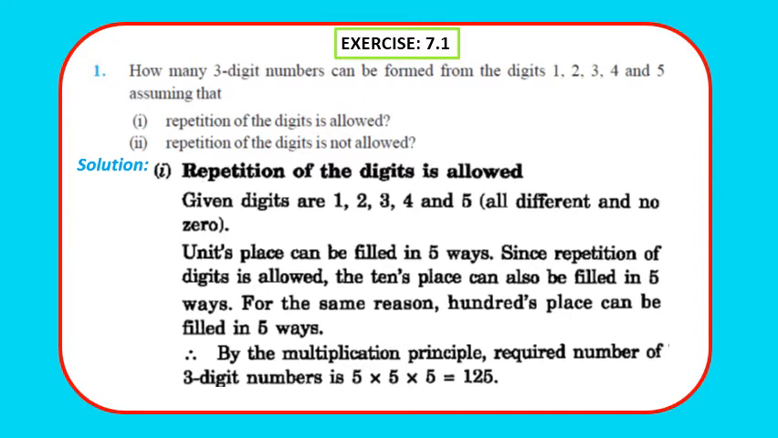So we have the digits 1, 2, 3, 4, 5. So units place can be filled, since we are forming 3 digits. So unit place can be filled in 5 ways. Since the repetition is allowed, so the tens place can also be filled in 5 ways. And for the same reason, the 100 place can also be filled in 5 ways. So using the multiplication principle, the total number of 3-digit numbers will be 5 multiplied by 5 multiplied by 5, that is 125. Clear? So pause and note down the solution.